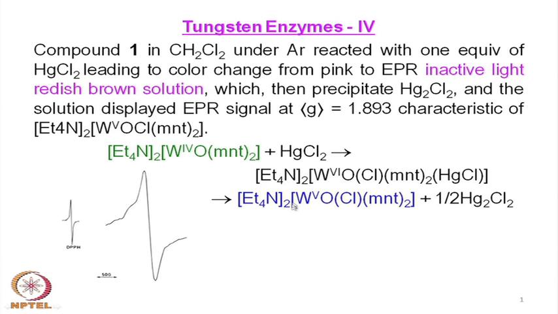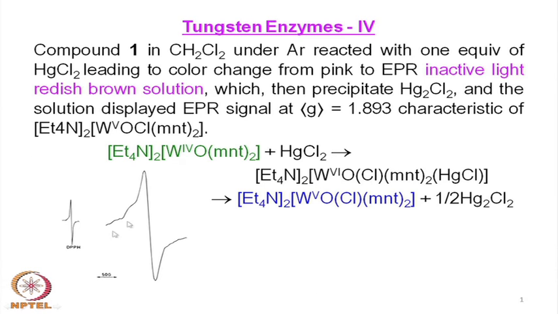That means the pentavalent state of tungsten in the medium, by knowing the corresponding EPR spectrum of the species in solution. But what is happening there, that the color change is taking place from pink to reddish brown solution. So, pink was not EPR active, reddish brown solution was also not EPR active. But after some time, mercurous chloride gets precipitated and the solution then started displaying one EPR signal at G equal to 1.893. So, these are very characteristic values depending upon the corresponding magnetic field.